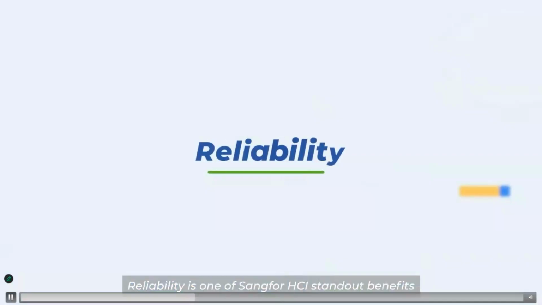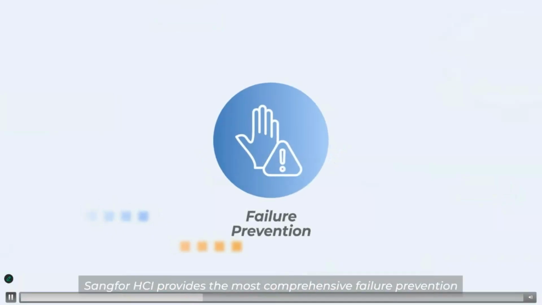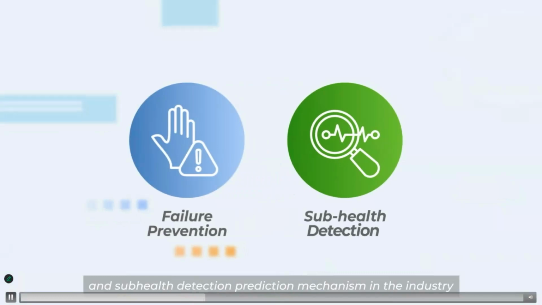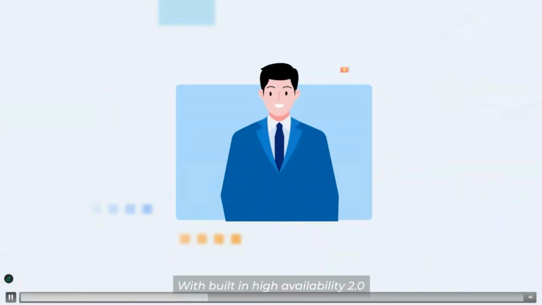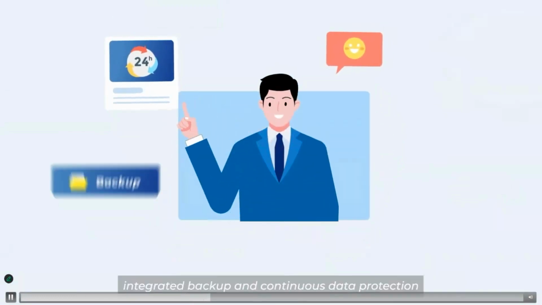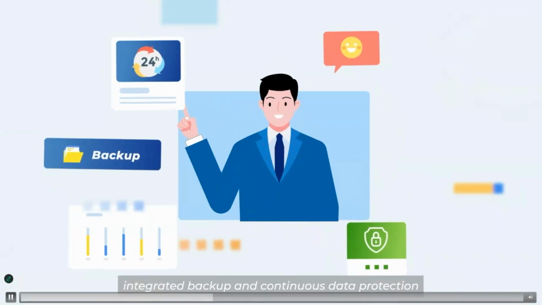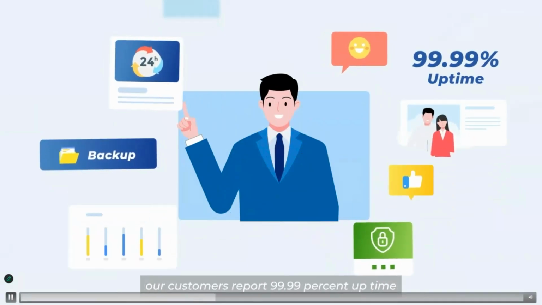Reliability is one of Sangfor HCI's standout benefits. Sangfor HCI provides the most comprehensive failure prevention and sub-health detection and prediction mechanism in the industry. With built-in high availability 2.0, integrated backup, and continuous data protection, our customers report 99.99% uptime.